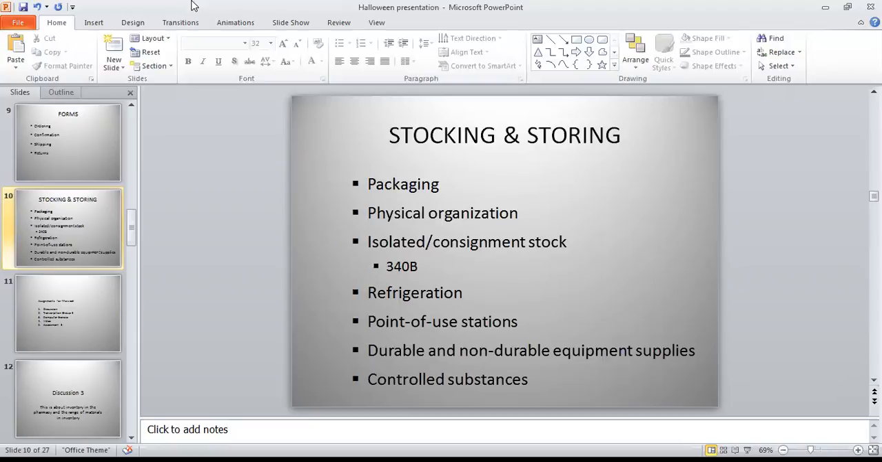Point of use stations basically are places where we store things where they're going to be used. This would apply to things like our DME, durable medical equipment, and other supplies stored in places where the consumer can pick them up. Or if you're working in a clinic that has a pharmacy associated with it, you may be stocking things in exam rooms that are commonly used in small medical procedures. Controlled substances are stored separately, with Schedule II substances under lock and key at all times.